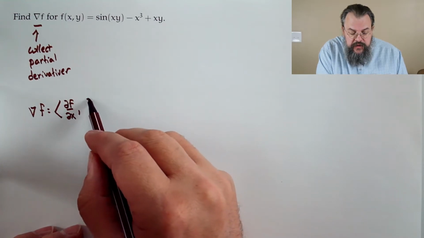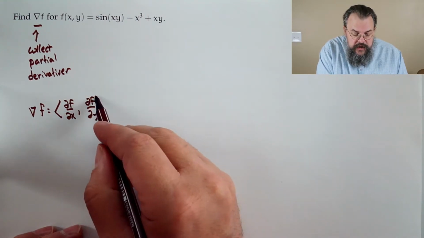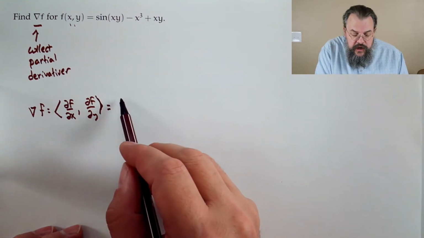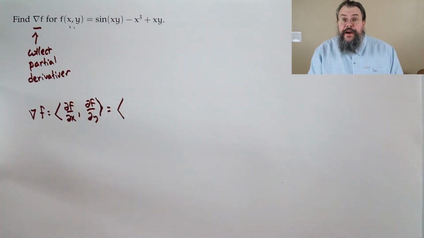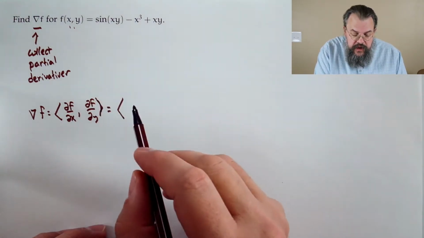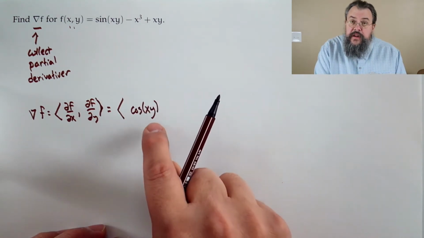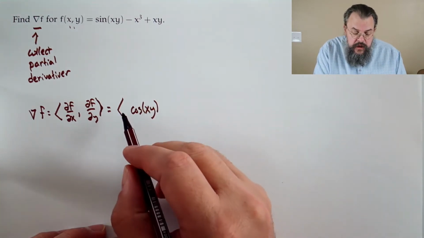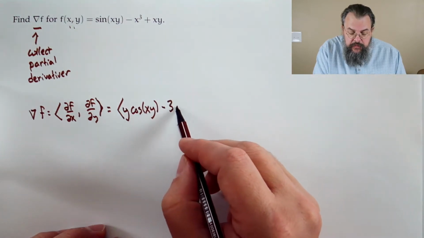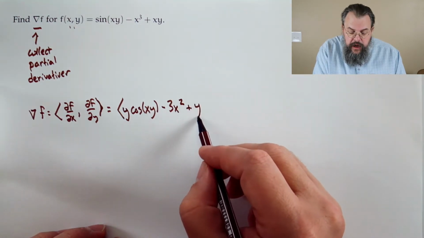Partial f, partial x, partial f, partial y. Now the variables x and y correspond to the variables x and y. So we just are taking our partial derivatives and putting them together. So we take the derivative first with respect to x. Derivative of sine is cosine, and inside stays the same, times the derivative of the inside with respect to x. Derivative of minus x cubed with respect to x is minus 3x squared. Derivative of x times y with respect to x is y.